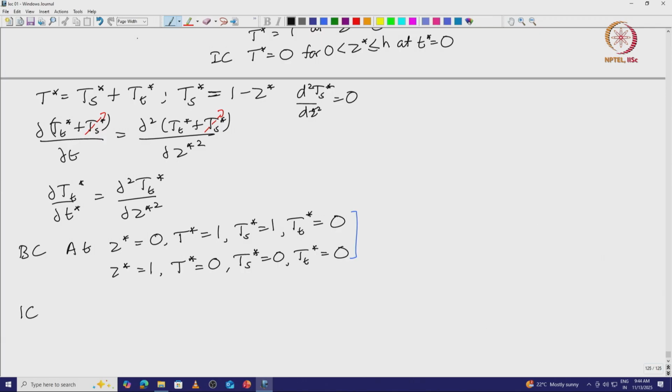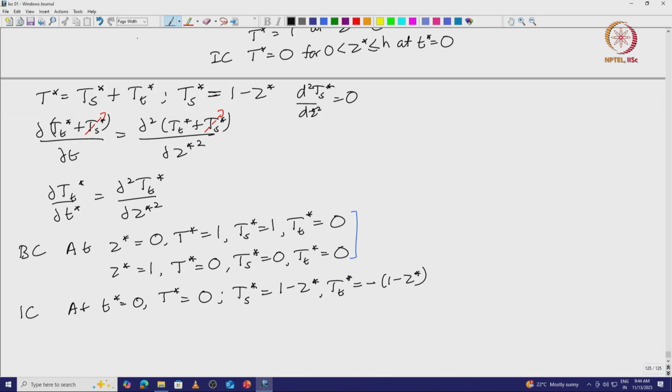The initial condition: at t star equal to 0, T star is equal to 0 for all z greater than 0. The temperature is 0 throughout the domain. The steady temperature is equal to 1 minus z star. Total temperature is 0, and steady temperature is 1 minus z star because it is independent of time, which means that the transient temperature has to be equal to minus of 1 minus z star. So, that has to be the transient temperature at initial time.